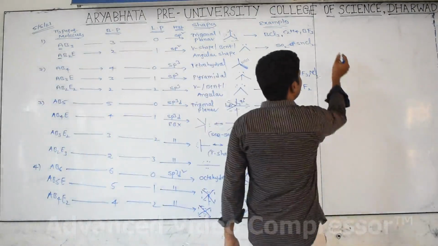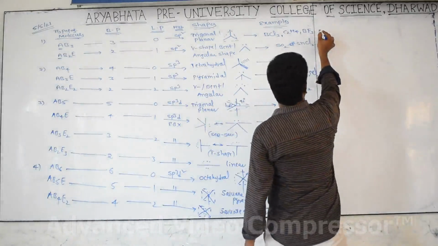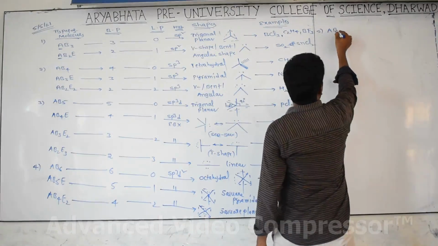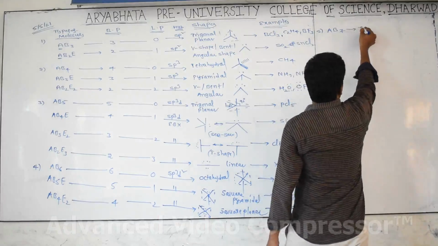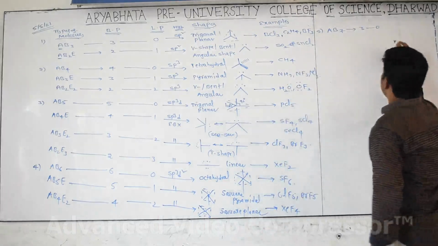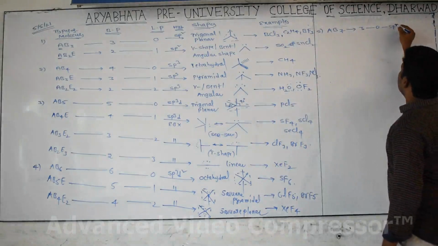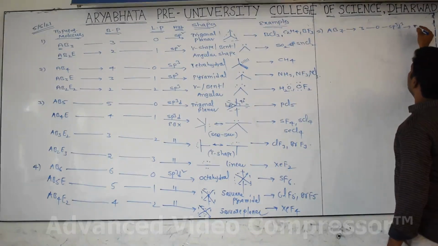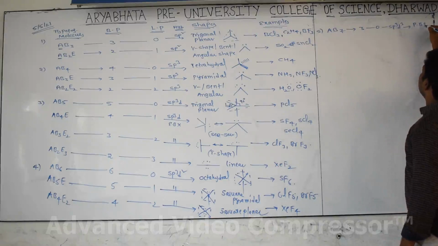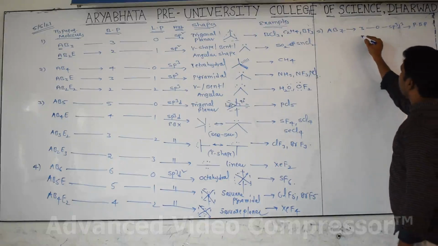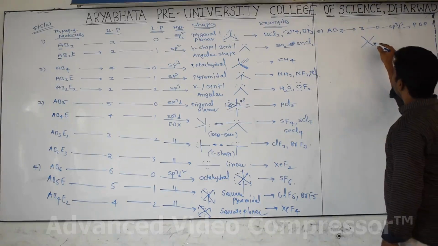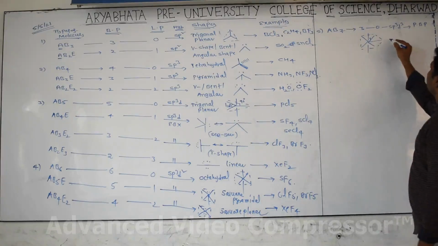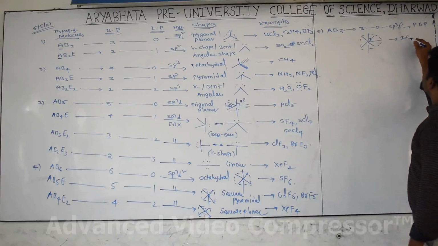Okay, the last category, the fifth one, is the AB7 molecule. AB7 means 7 bond pairs and 0 lone pairs. Which hybridization is happening? sp3d3 hybridization. Then we get pentagonal bipyramidal shape. What is the meaning of pentagonal bipyramidal? 5 bonds lie in the same plane like a pentagon, and after that one bond comes above and one bond below. The best example for this is IF7.